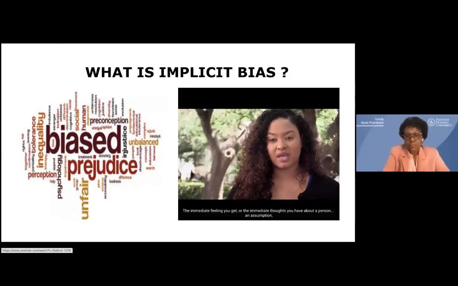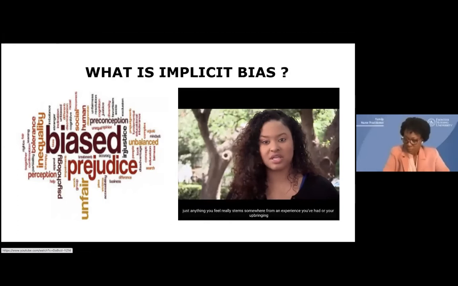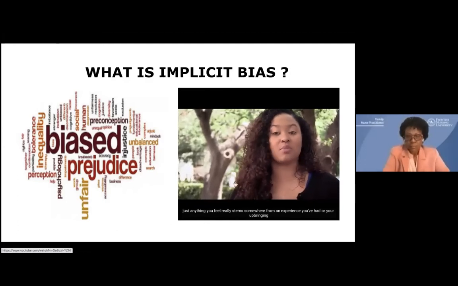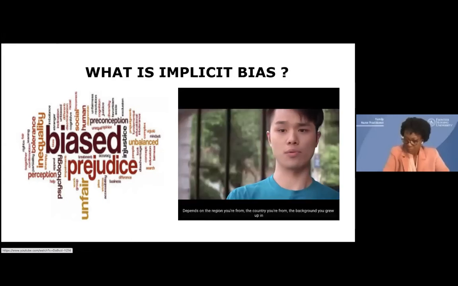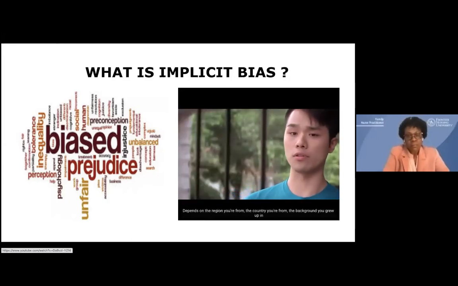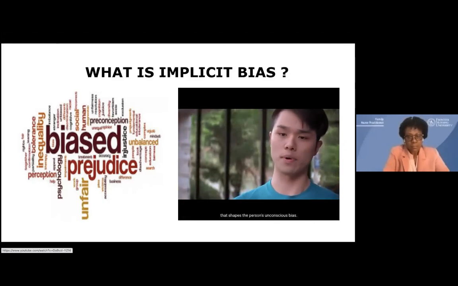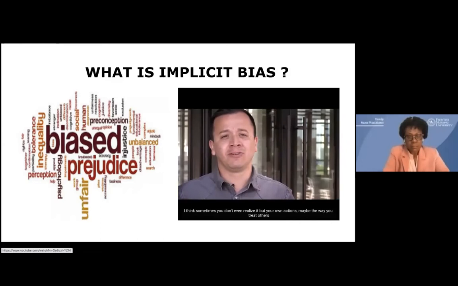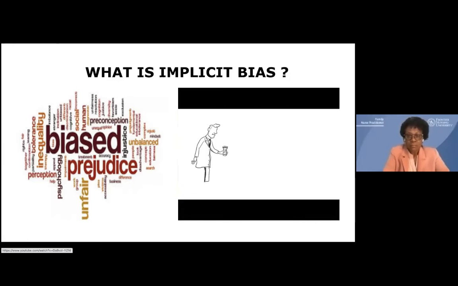The immediate feeling you get or the immediate thoughts you have about a person, an assumption you feel, just anything you feel really stems somewhere from an experience you've had or your upbringing. It depends on the region you're from, the country you're from, the background you grew up in. That shapes the person's unconscious bias. I think sometimes you don't even realize it, but your own actions, maybe the way you treat others as opposed to treating others that look like you or that act like you or that are your friends.